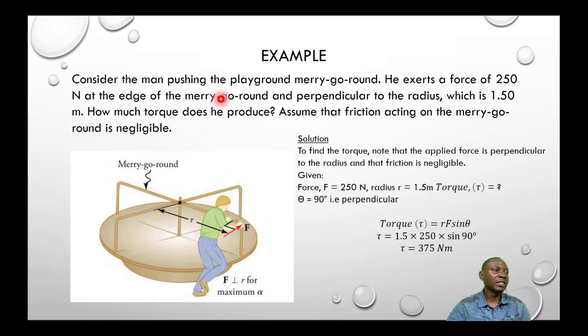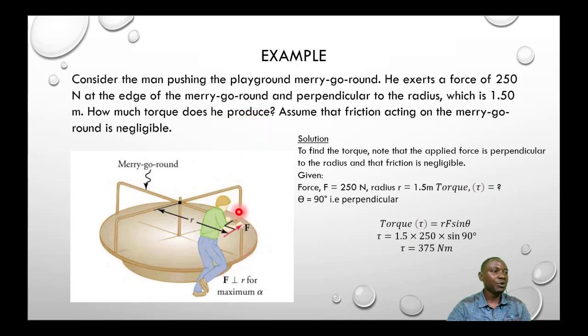Now consider a man pushing a playground merry-go-round, maybe with a child sitting on it. He exerts a force of 250 Newton at the edge of the merry-go-round, perpendicular to the radius, or the pivot point here. The radius is 1.5 meter. How much torque does it produce?